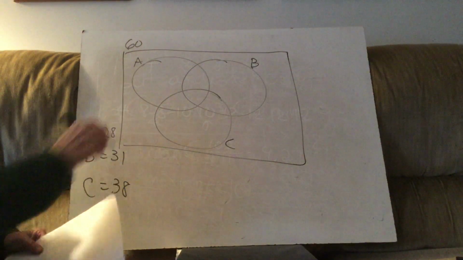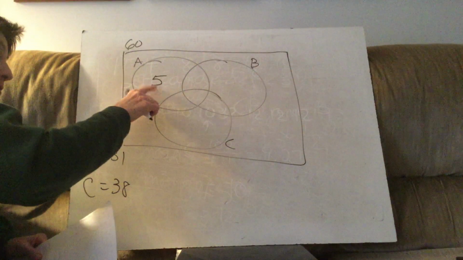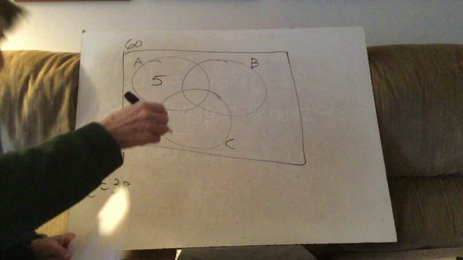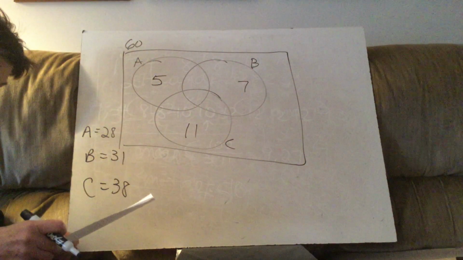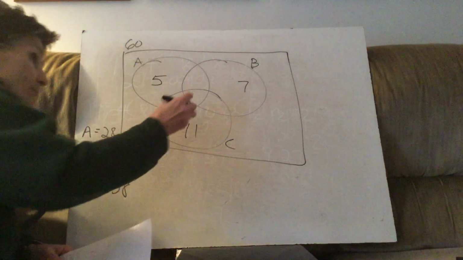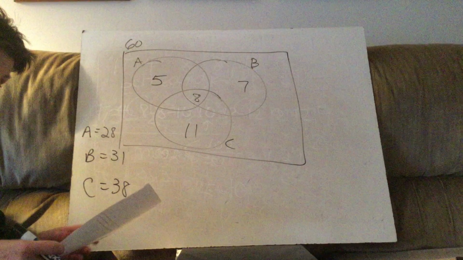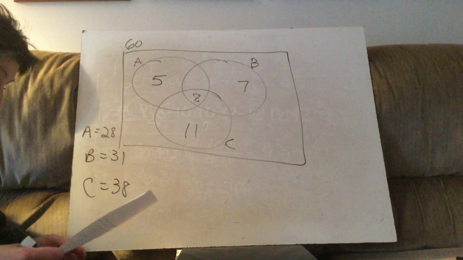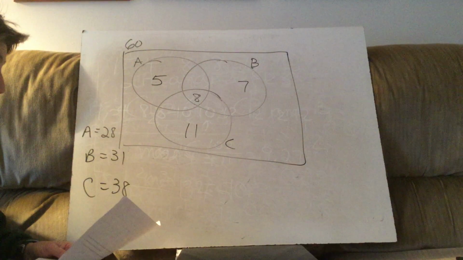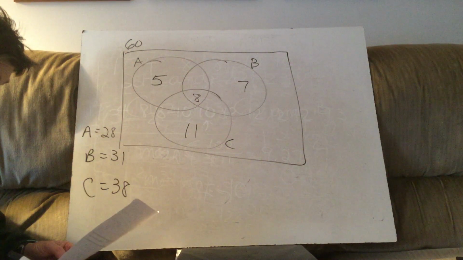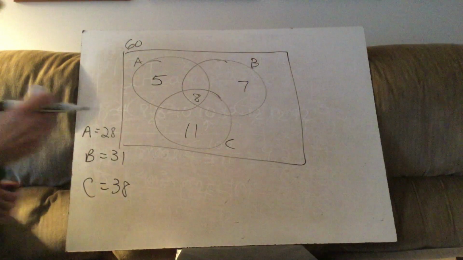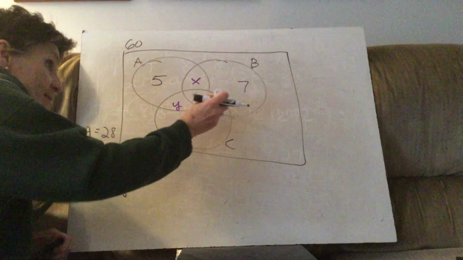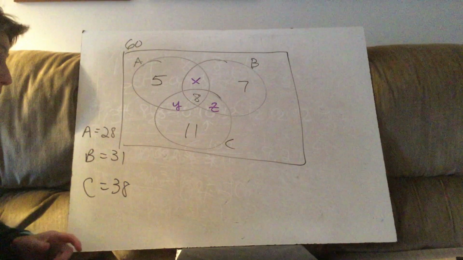5 have all A's. So that means they only have A's right here. 5 of them have only A's. 7 have all B's, and 11 have all C's. 8 of them have some of each on their report card. So 8 of them have A's, B's, and C's. All right, so now let's fill in the rest of the Venn diagram, and then we will work on answering the questions. So, X, Y, and Z. Don't know what those sections are, but we're going to figure that out.